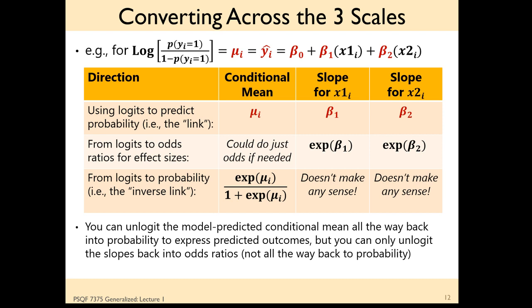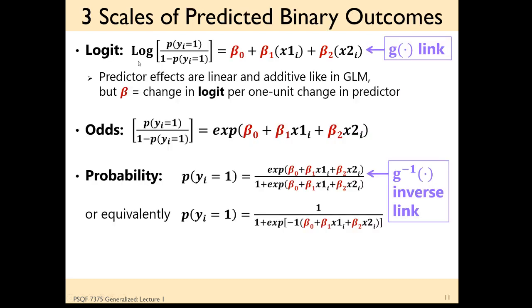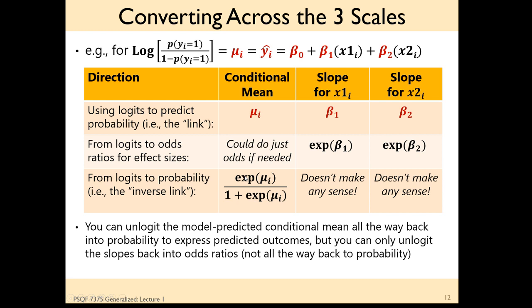So link is how you get from probability to logits. Inverse link, what I call unlogit, is how you go from logits back down to probability. You can do either of those things. This log function right here is my link. This is how you unlog it: e to the predicted outcome over 1 plus e to the predicted outcome. Cool. Now here comes the tricky part.